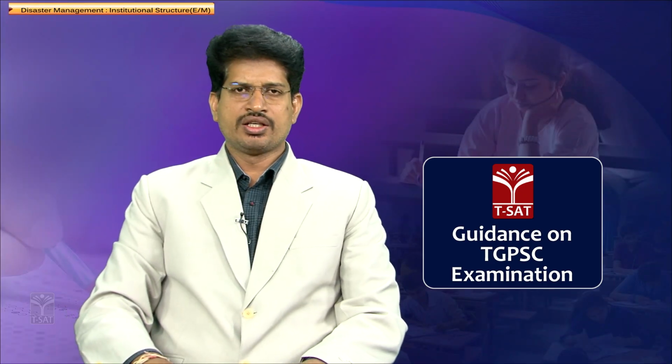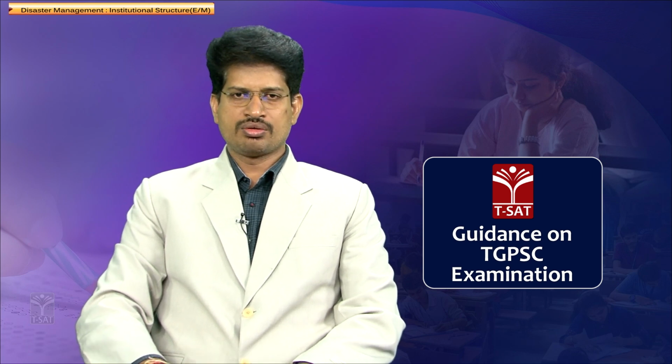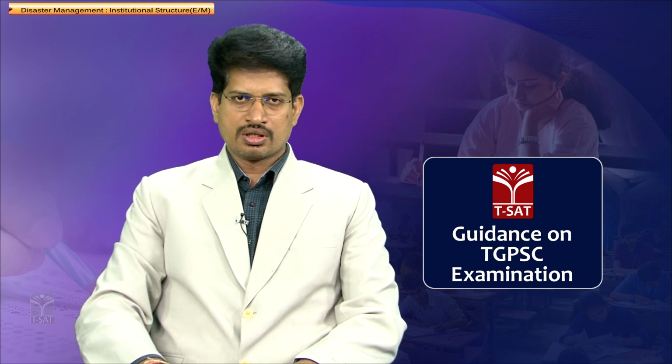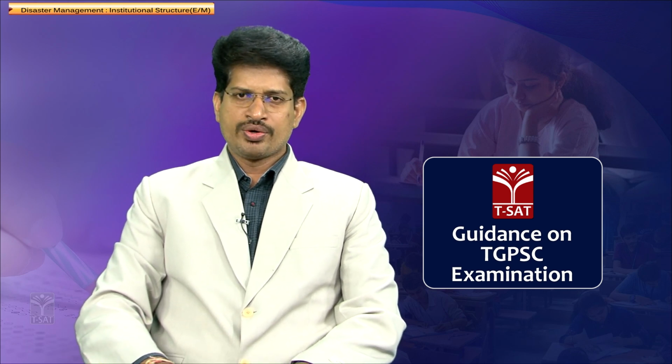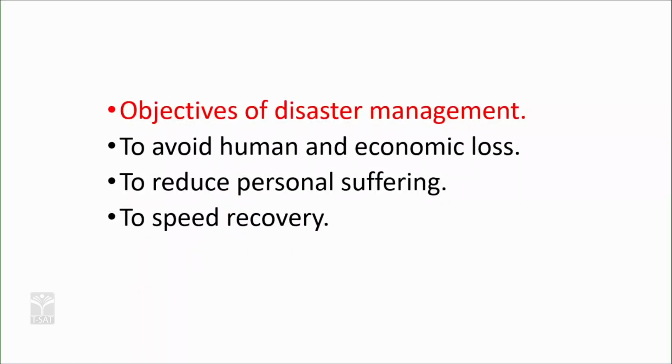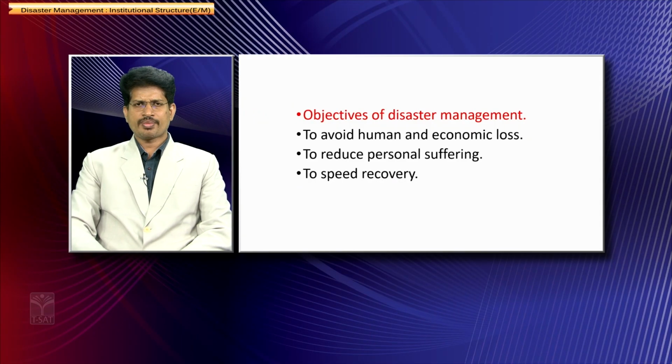After understanding the institutional structure of disaster management, we shall know the objectives of disaster management. So disaster management has certain objectives. What are they? To avoid human and economic loss. So loss of life is the prior aim of disaster management. Apart from this, economic loss varies from situation to situation.